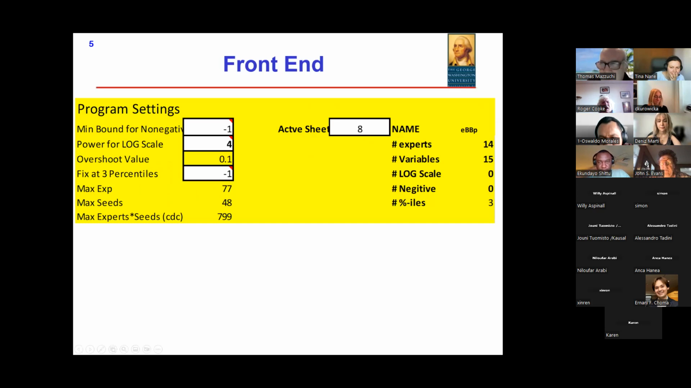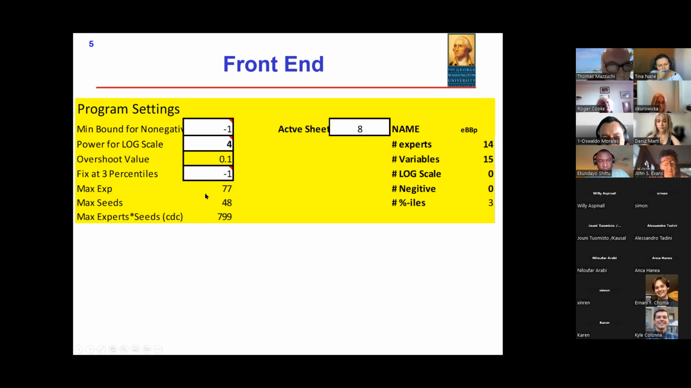So you can put the indices for the data set in. Once you put the indices, the data set name will appear to the right, as well as the number of experts, the number of variables, the number of log scale variables, and the number of negative seed values. And I'm not using so much anymore, but I had to do that as part of looking at some of the max and mins in my program, and the number of percentiles that the data set uses, 3 or 5.